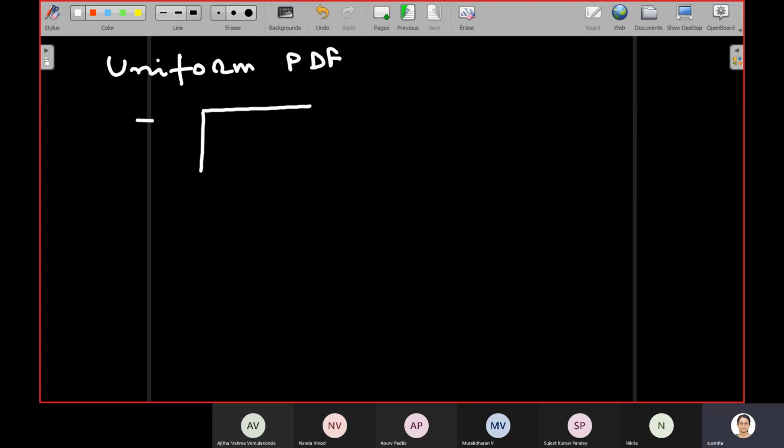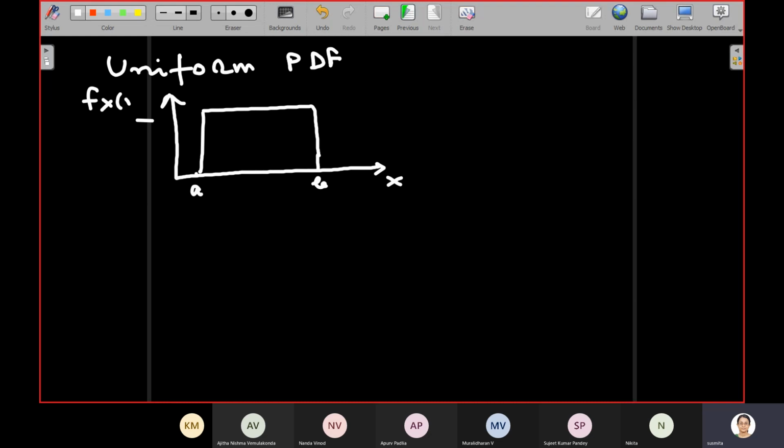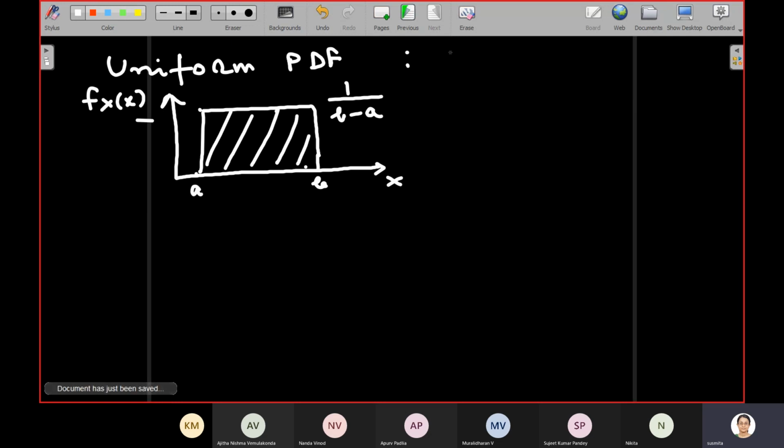Uniform distribution means that everywhere within the domain, the PDF has the same value. Let's say this is A, this is B. This has to be 1 over B minus A, because the area under this must be unity. So the magnitude has to be 1 over B minus A. So we often use the uniform distribution when we have no prior knowledge.